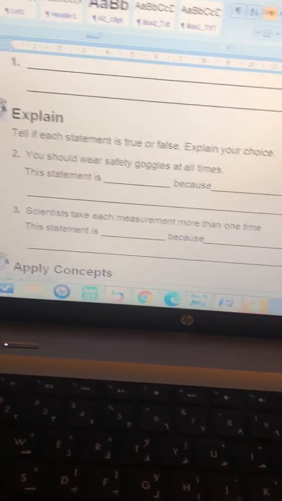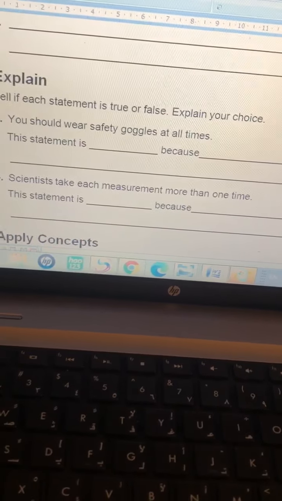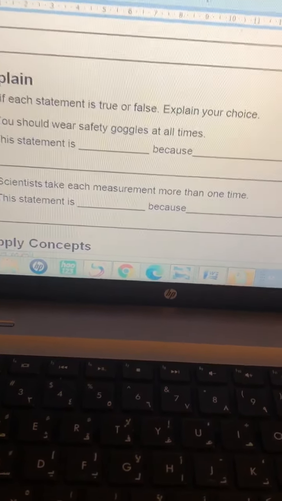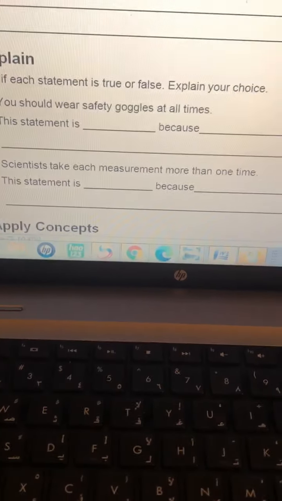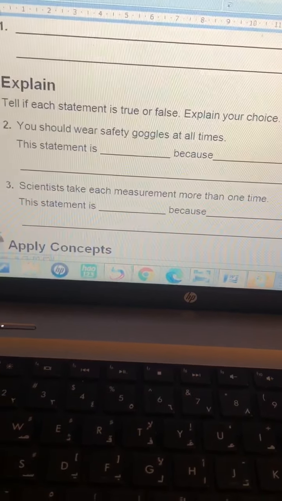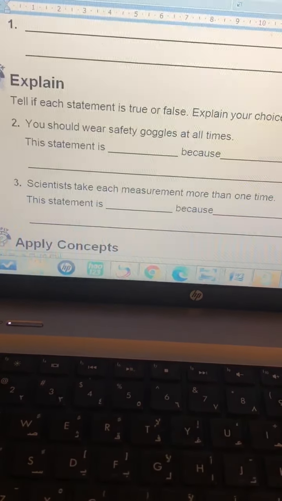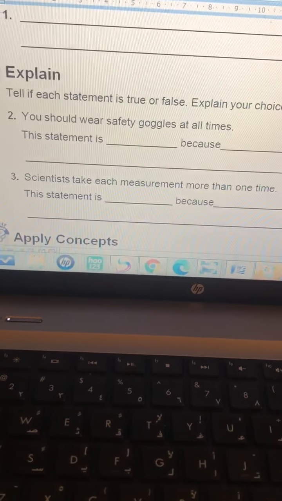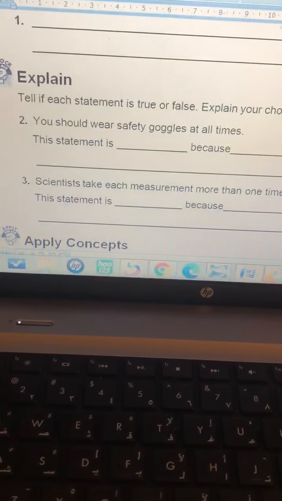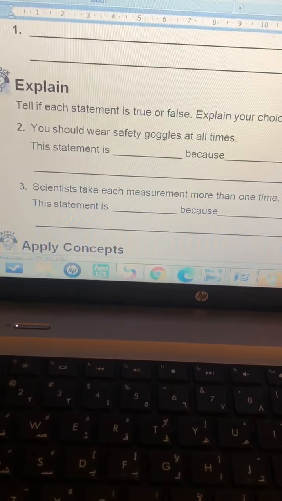Explain your choice. Okay. You should wear safety goggles at all times. So this statement is, of course, false. Why? Because you should wear safety goggles to protect your eyes when needed. Just when you need it, when you are working with specific materials in the lab, to protect your eyes. Not all the time. So because you should wear safety goggles to protect your eyes when needed.